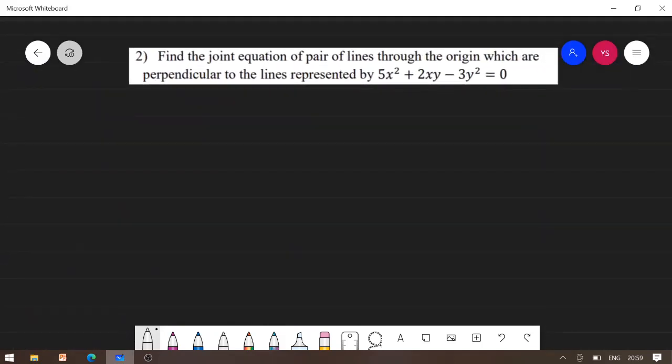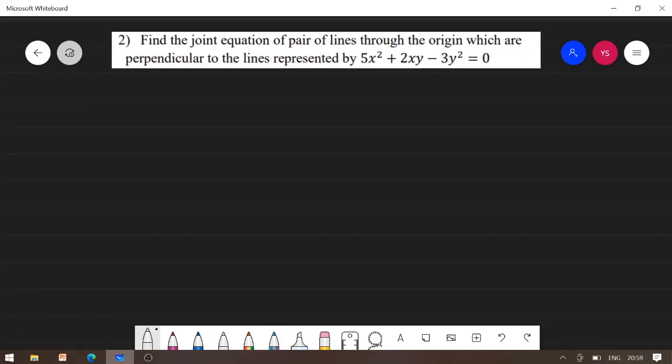Look at the second sub-question within question number 3. Find the joint equation of the pair of lines passing through the origin which are perpendicular to the lines represented by 5x square plus 2xy minus 3y square equals 0. We have 2 times xy over here.